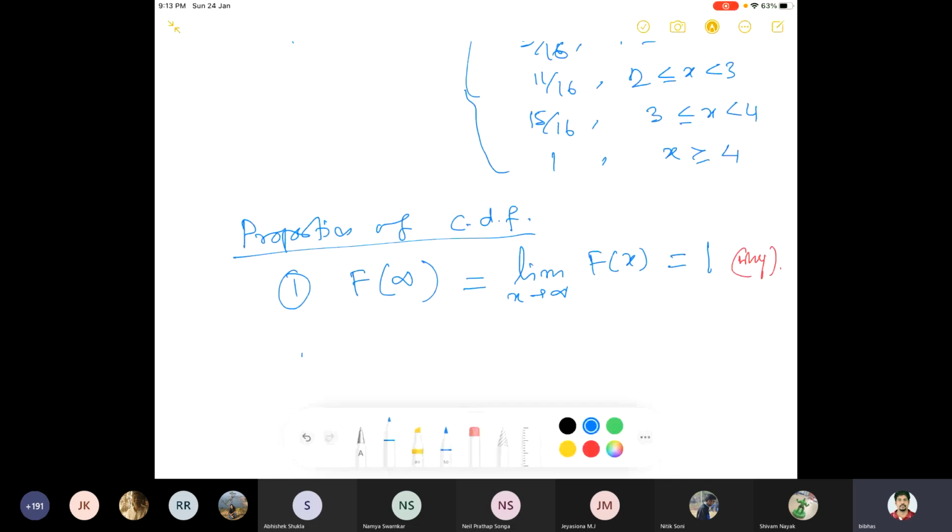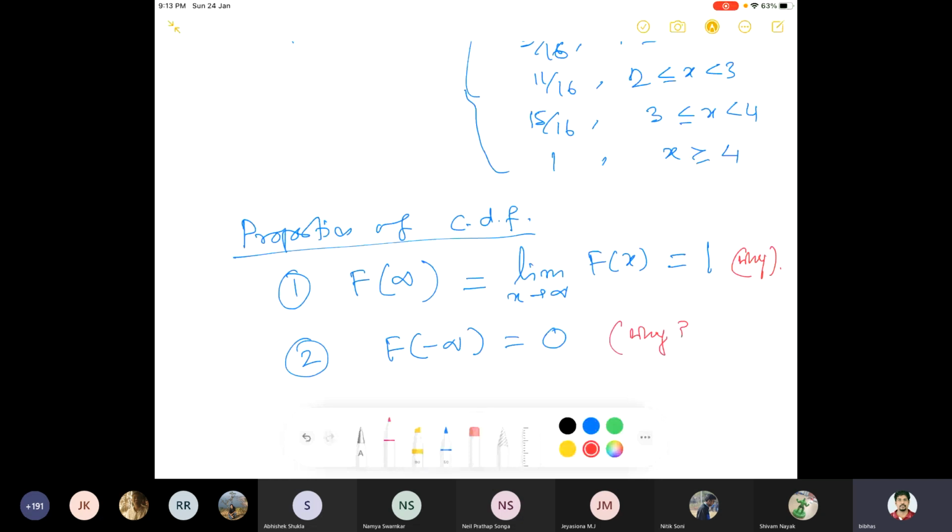Second property: f of minus infinity, what should it be? In the same way, the limit as x goes to minus infinity of f of x. What should be its value? Students: 0. Okay, 0, and it is the correct answer.